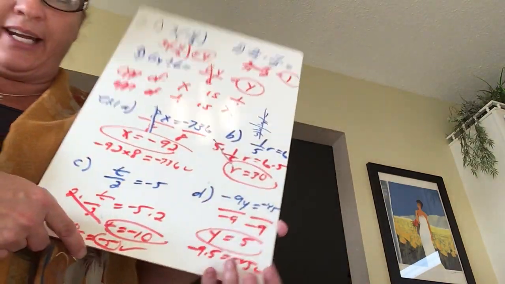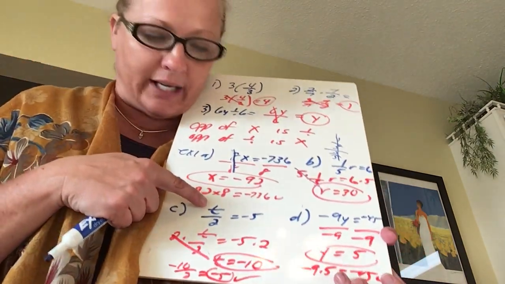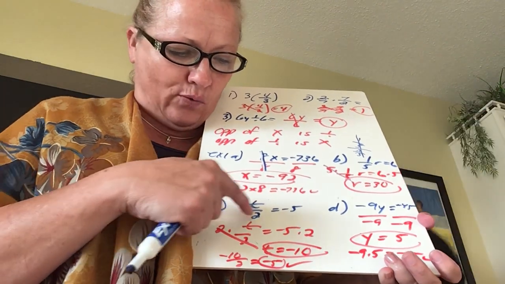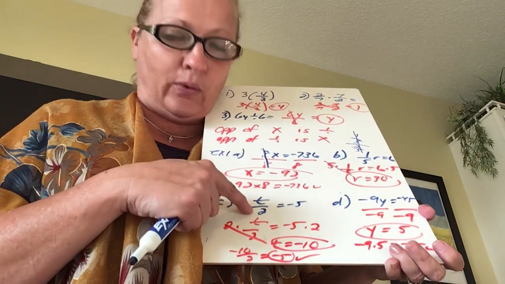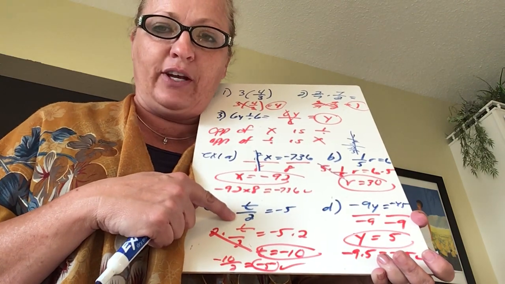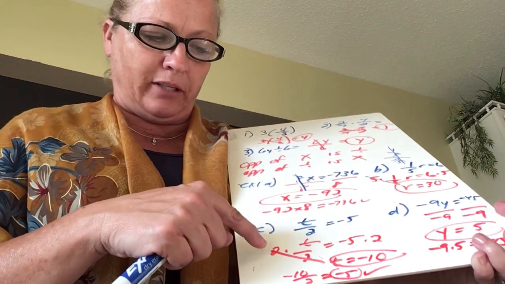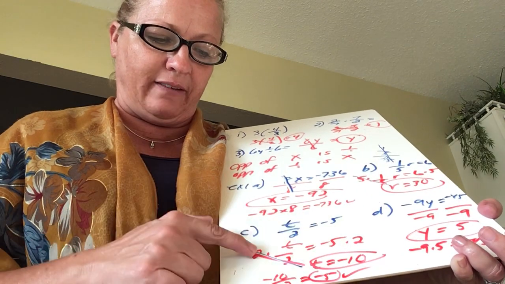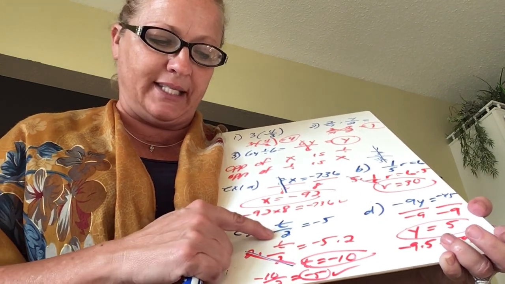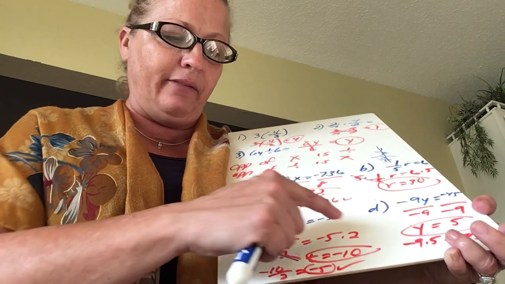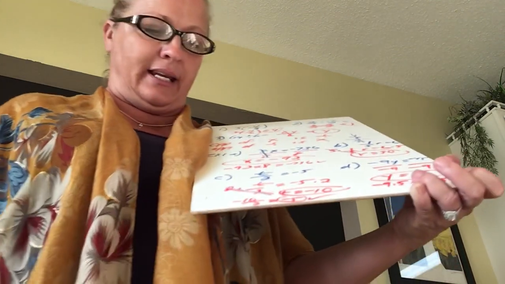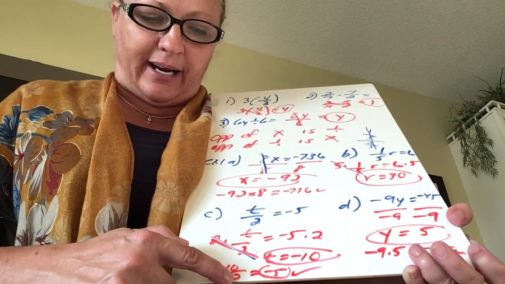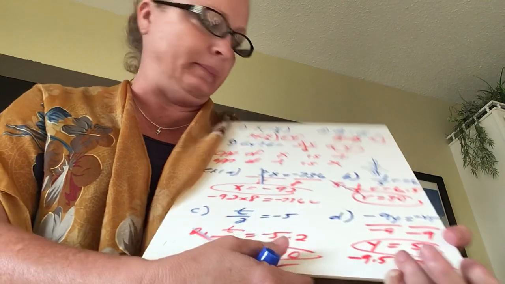Okay, next one. Let's take a look at C. What does it mean when it's written as t over 2? That means division. So t over 2 equals negative 5. Well, how do I undo division? I undo division by multiplication. So I'm going to multiply both sides by 2. The 2's reduce and give me a 1. 1 times t is t. Negative times a positive is a negative 10. Check it out. Put it back in like I did here. Negative 10 divided by 2 is negative 5.